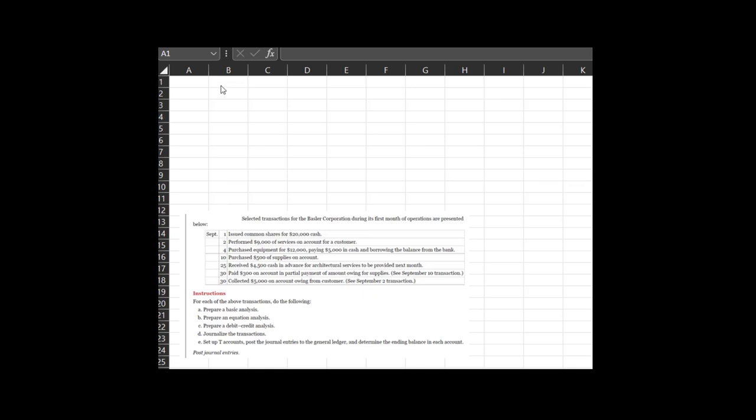All right, welcome back. So as I mentioned previously, I'm going to go through the full steps, which are actually going to be broken down into two. So I'm going to do the full steps A, B, and C for the first economic event transaction only.